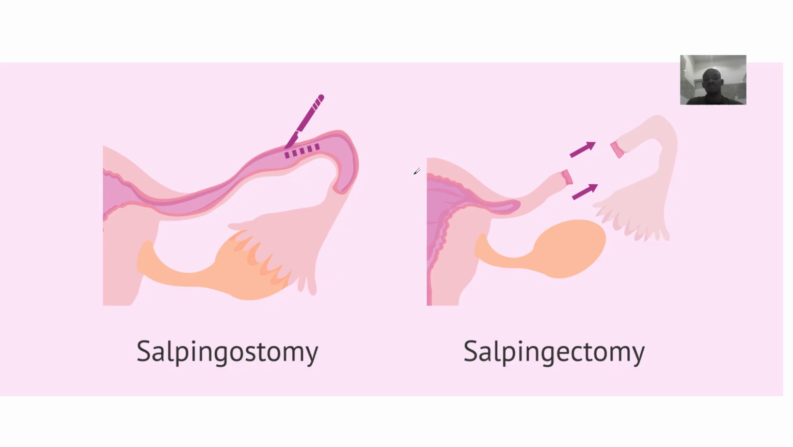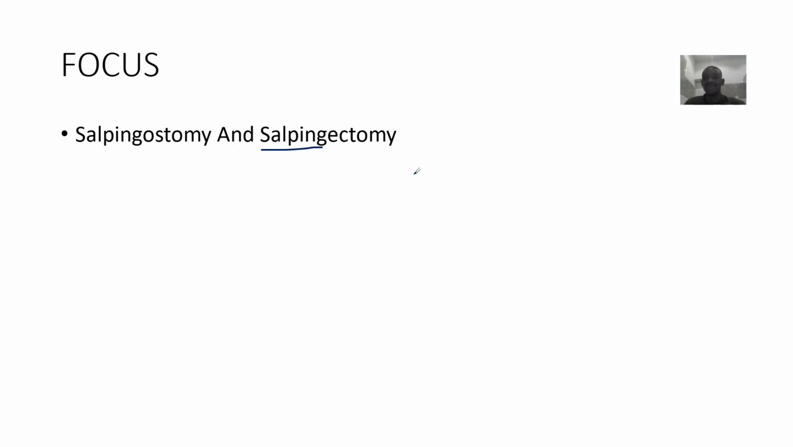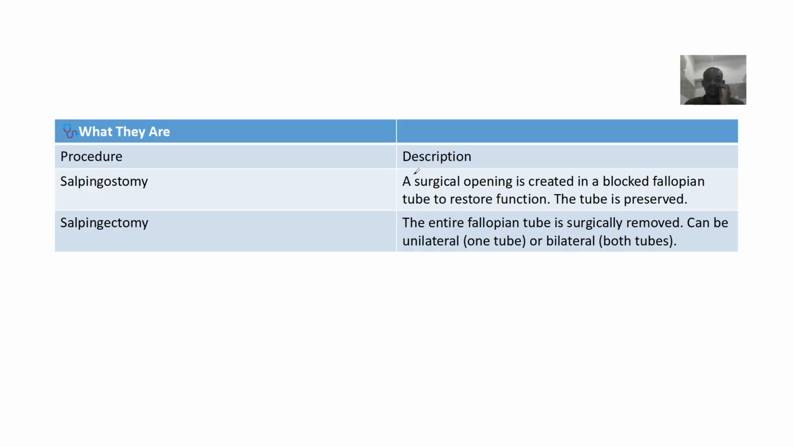So the fallopian tube looks like a trumpet, so that's why they initially called it salping, but normally you see fallopian tube everywhere. So there are two medical procedures that can be done on it: salpingostomy and salpingectomy. So let's just describe them. Salpingostomy is just a surgical opening.